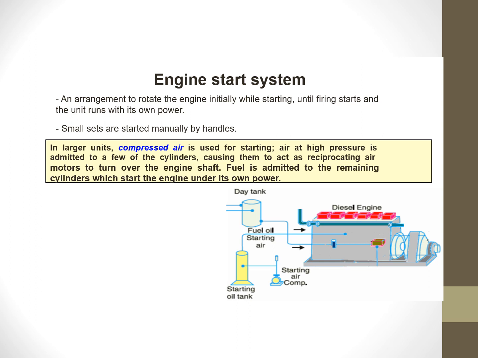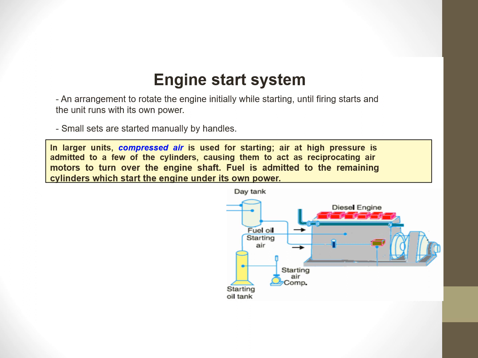Please understand this concept. In a multi-cylinder engine, to crank the engine, in a few cylinders we have to supply the high pressure air, so that it will act as a reciprocating motor. It will drive the piston down. When the piston is at top dead center, by pressurized air, the piston will move down, so the crankshaft will start rotating. In alternate cylinders, fuel will be injected. When it starts rotating and fuel is also injected, the engine will start quickly.